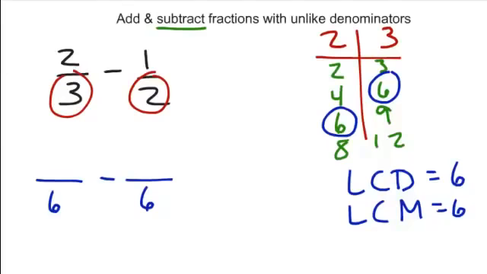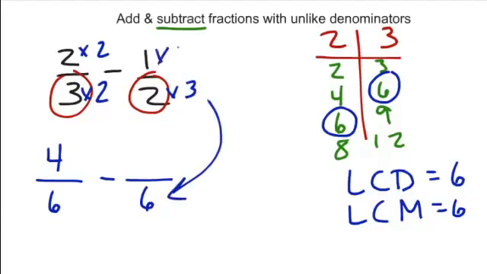And I ask myself the same thing that I did when I was using addition. 3 times what gives me 6? And I know that times 2 gives me 6. So what I do to the bottom, I do to the top. And 2 times 2 gives me 4. Now the same thing to the other side. 2 times 3 gives me 6. So I multiply 3 at the top as well, and I get 3.